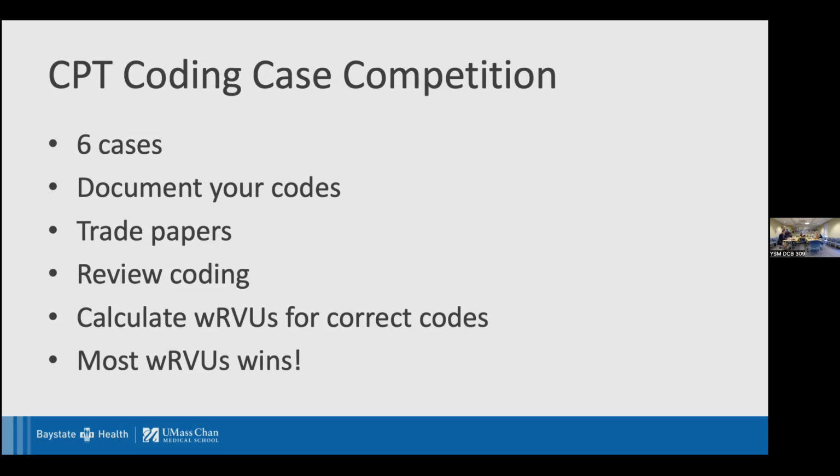We're going to go through 6 cases. Well, we might not get through all 6, but it doesn't really matter how many we get through. The point is we're going to have a little coding exercise. Document your codes. If you feel up to it, we can trade papers, just like in 2nd grade, and we can review the coding. Who wins in life? Well, obviously, whoever gets the most RVUs, and that's the goal here, okay?